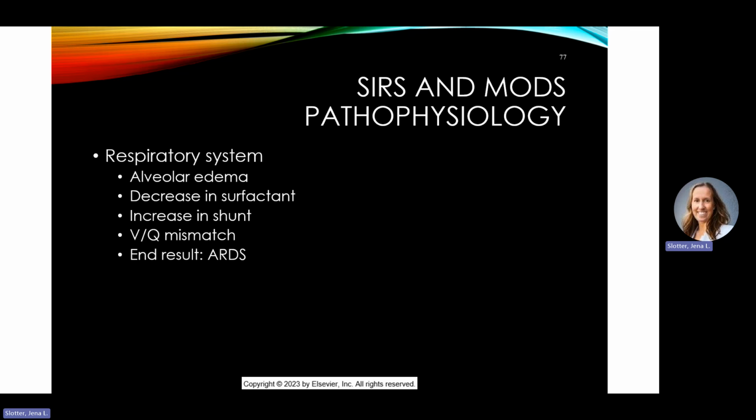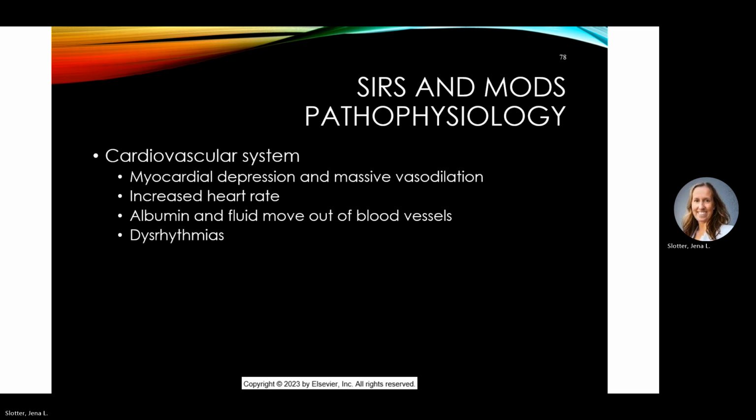When we think about the respiratory system, we see alveolar edema and decreased surfactant, all these things that happen when the respiratory system is not getting enough blood flow. As far as the cardiovascular system, our myocardial depression and massive vasodilation result in decreased stroke volume and blood pressure. We have increased heart rate that's trying to compensate for our hypotension. Obviously we know that albumin and fluid are moving out of the blood vessels, and we can see dysrhythmias with this as well.